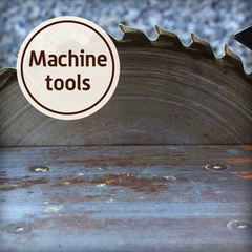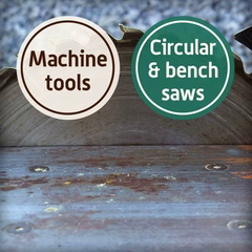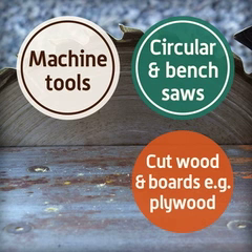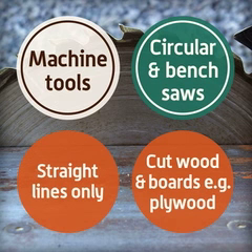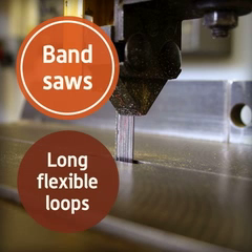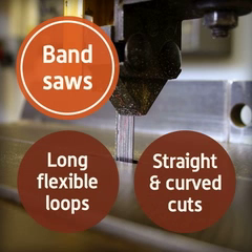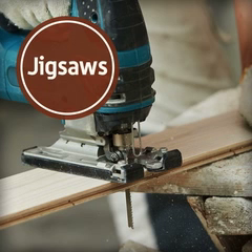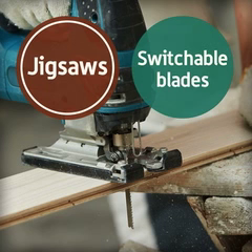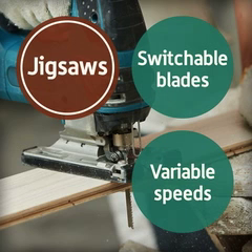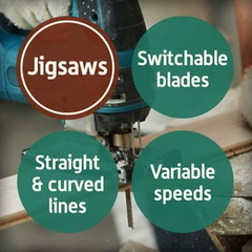There are also machine tools. Circular saws and saw benches have round blades that are used to cut wood and boards such as plywood and cut in straight lines only. Band saws with their long, flexible loops can make straight or curved cuts. A jigsaw is a handheld electric saw that has interchangeable blades and can cut at variable speeds, cutting straight or curved lines, but is a lot slower than the other saws.